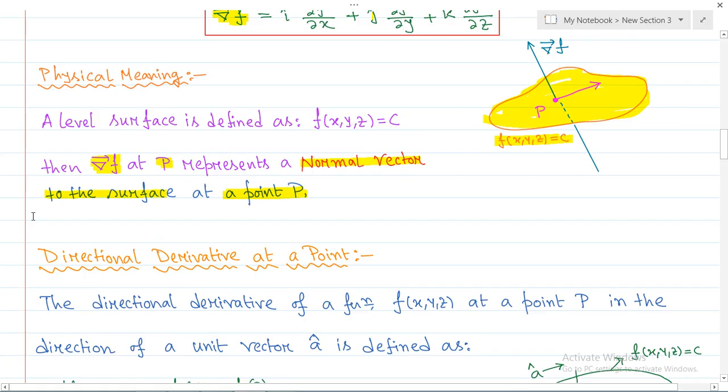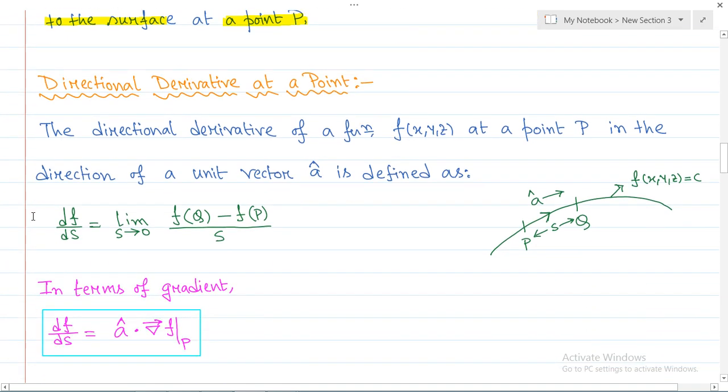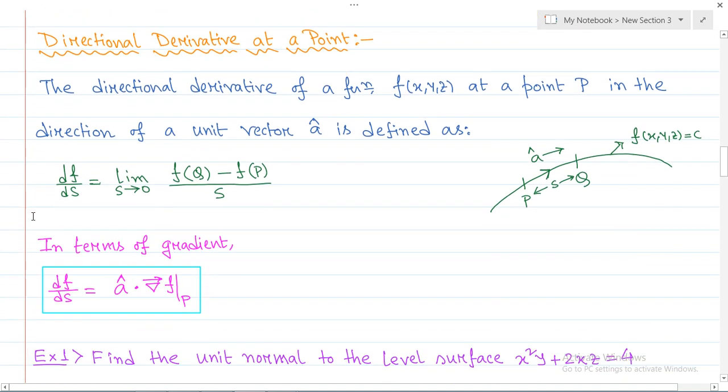Now we come to one of the applications of the gradient. The first application we are going to learn is the directional derivative at a particular point. The directional derivative of a scalar point function f of x, y, z at a particular point P in the direction of a unit vector a cap is defined as df/ds, which equals the limit as s tends to 0 of f of q minus f of p, upon s.